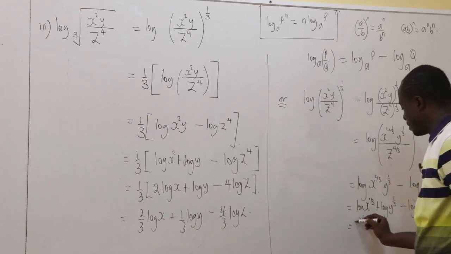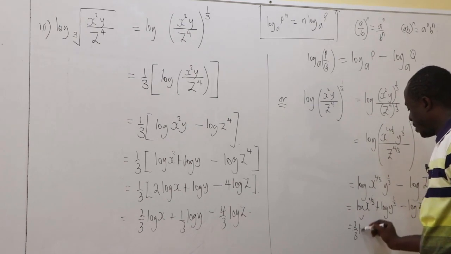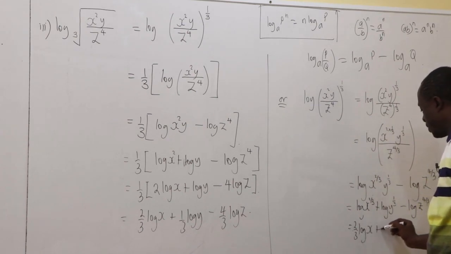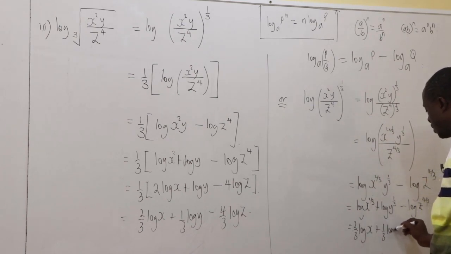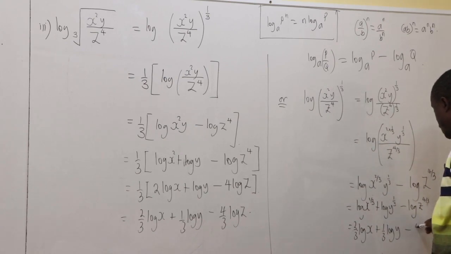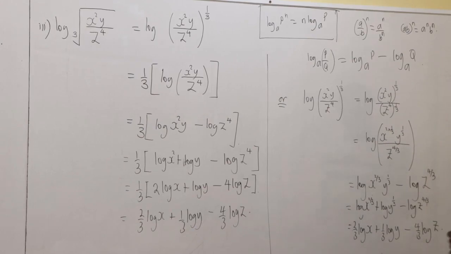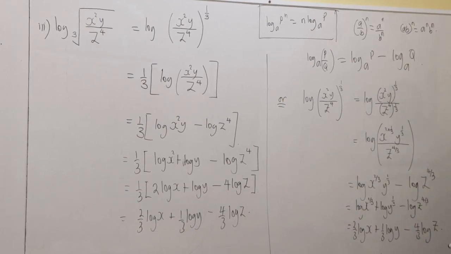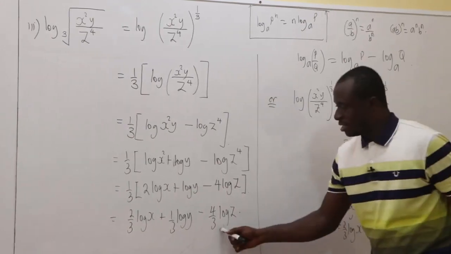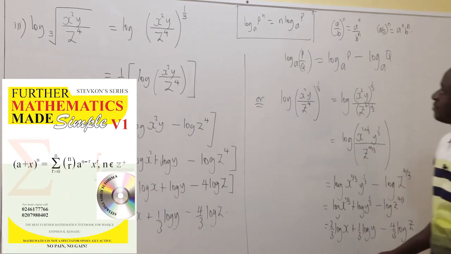So this is the same as 2 over 3 log x plus 1 over 3 log y minus 4 over 3 log z. So that's it, and clearly this is the same as that.